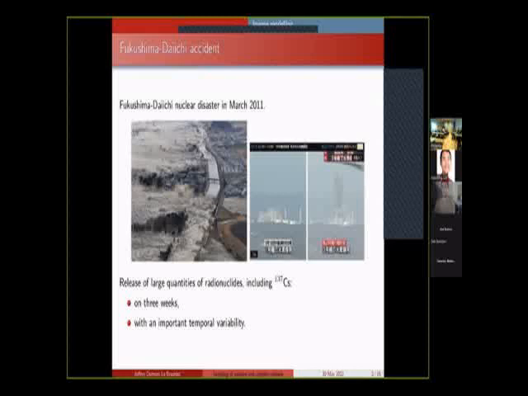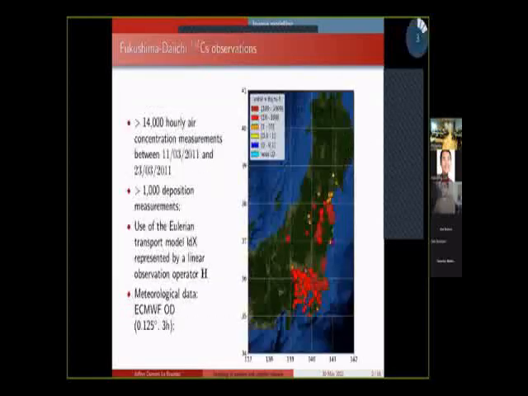So the estimation of such a release is difficult, is subject to significant uncertainties. It's a highly variable release running over several hundreds of hours. And so our objective is to reconstruct this release with inverse modeling method. So as you may know, in the inverse modeling framework, we need two things. We need observations and we need a model. So the observations we will use here will be both air concentration measurements and deposition measurements.